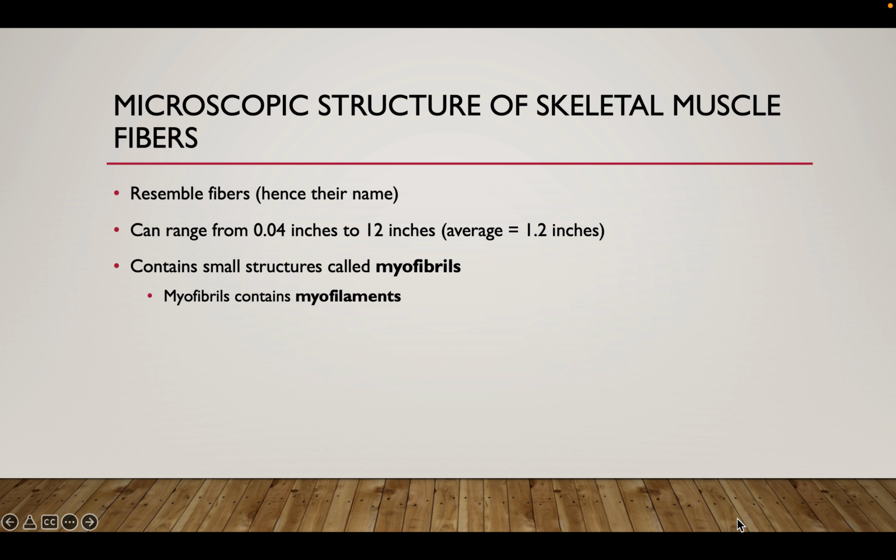Within our skeletal muscle cell, we have things called myofibrils, and within this myofibril, we have something called myofilaments. And so we'll take a look at these. We have different types of myofilaments. We have thick ones and we have thin ones. And we'll take a closer look at these, and this is what will actually produce the large-scale movement and contraction that we're so used to seeing and talking about.